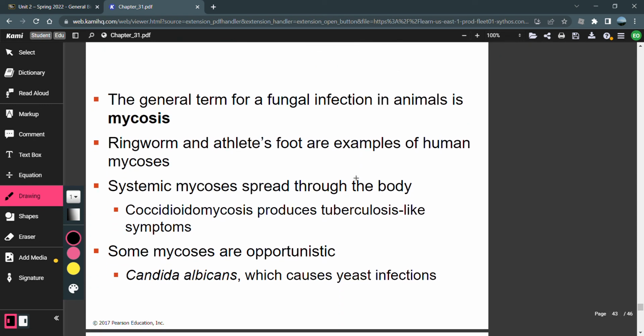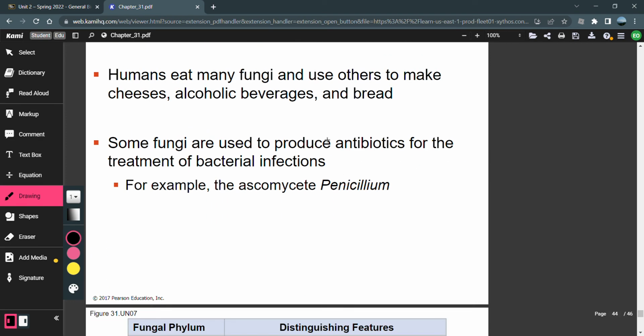The term for a fungal infection in animals is mycosis. Ringworm and athlete's foot are examples of human mycoses. Systemic mycoses spread through the body, like the fungus that causes coccidioidomycosis, which produces tuberculosis symptoms. Some mycoses are opportunistic, like Candida albicans, which causes yeast infections, commonly found in women.